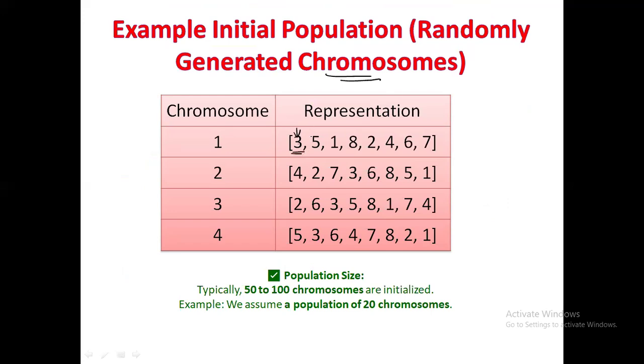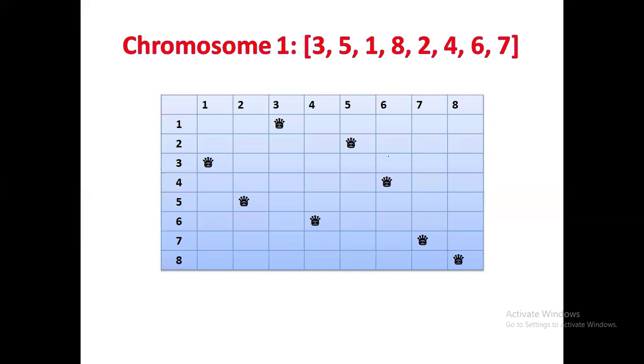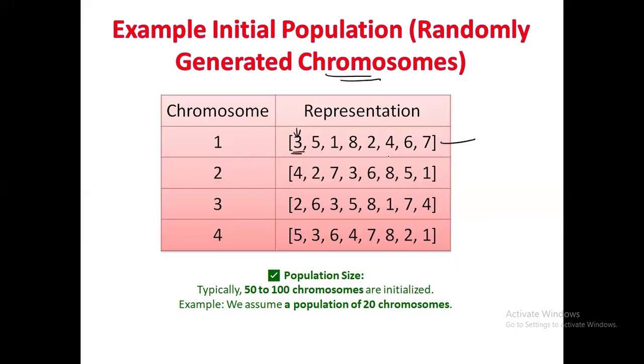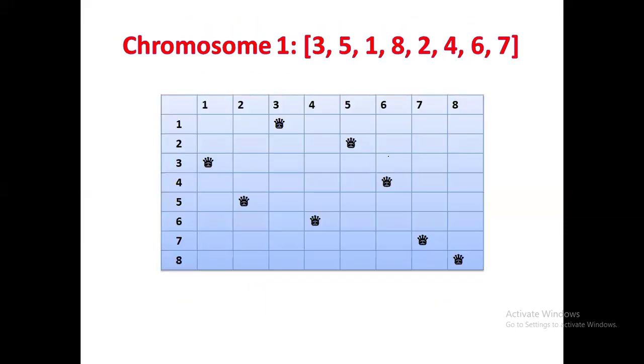First column, third row: the Queen is present here. These are all the values of the Queens. Now, how are we going to represent it in tabular form? The first example is 3, 5, 1, 8, 2, 4, 6, 7. So 3 means the first column, third row, where the Queen is present. And the second value is 5.